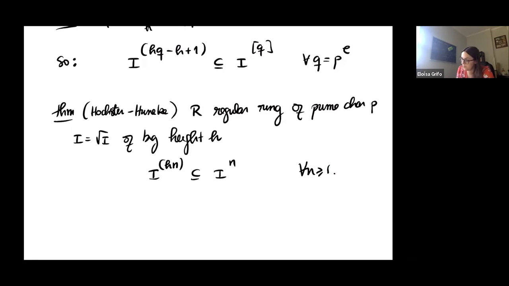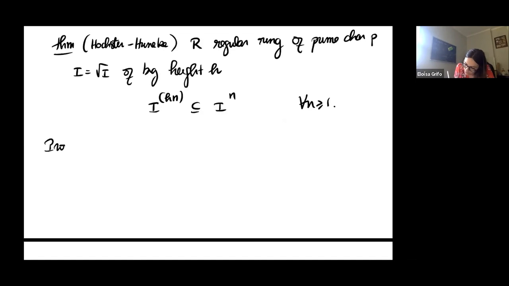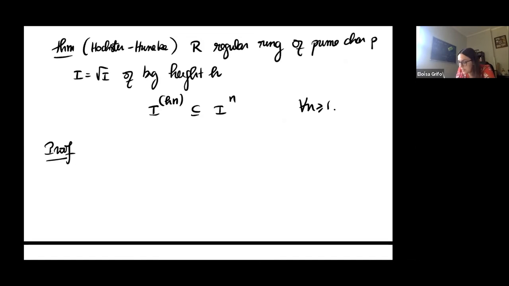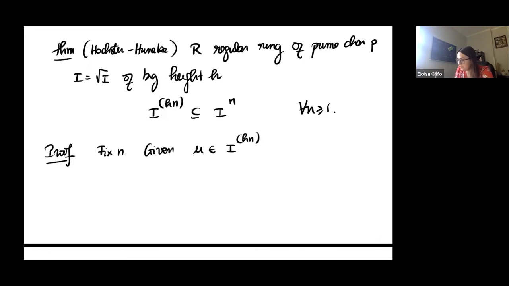So how do we do this? Let's fix n. And then we'll prove the statement for this particular n that we fixed. So we're going to take a u in the h n symbolic power. And what I wanted to show is that it's in the power, but what I'm going to show is that it's in the tight closure.